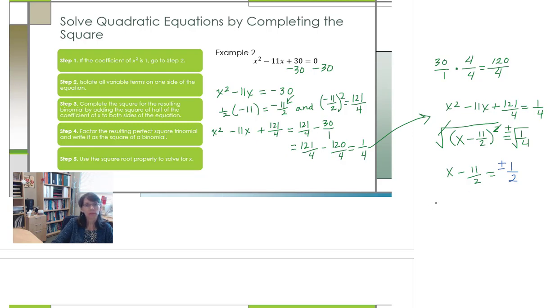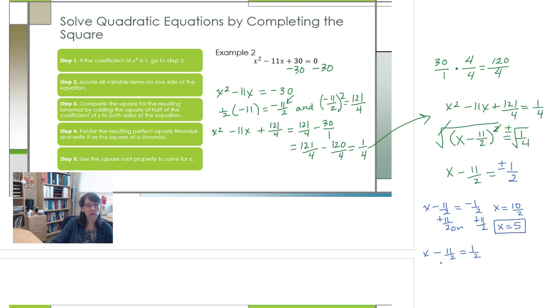One equation will be x minus 11/2 equals negative 1/2, or we're going to have x minus 11/2 equals positive 1/2. So if we go ahead and add 11/2 to both sides of this first equation, we're going to get x equals 11 minus 1, or 10/2. We can simplify that as x equals 5. So one solution is x equals 5.